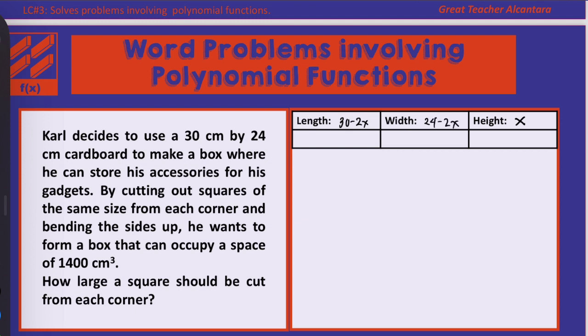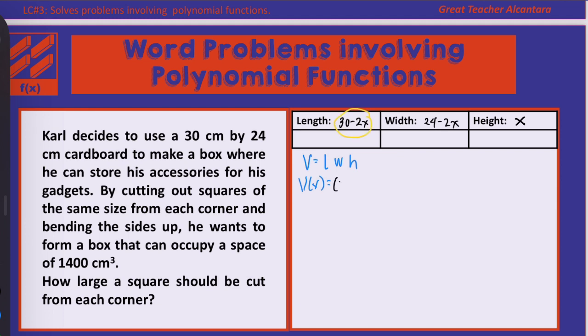And now what we're going to do is to maximize the formula for volume. So the volume is equal to length times width times height. This one is for the volume of a rectangular prism. So here, to save time, you can make a function, which is volume of x in terms of x, wherein your length, there, is 30 minus 2x.